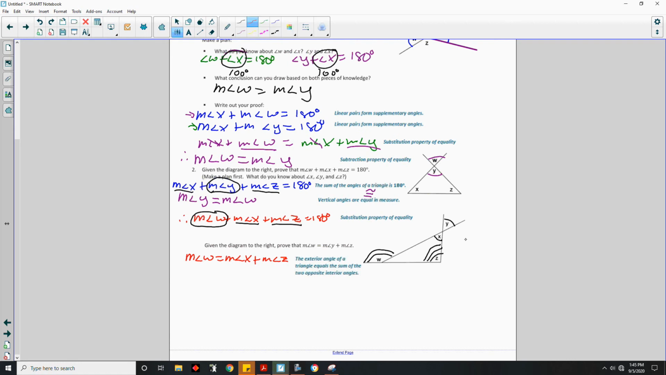Now what? What else do we know? We know the measure of angle X equals the measure of angle Y. X equals Y, and the reason, vertical angles. Okay, vertical angles are equal in measure. All right, so do we have enough to finish? That's the question. So here's what we're trying to prove. W equals Y plus Z. W equals X plus Z, but X equals Y, so yes we do.